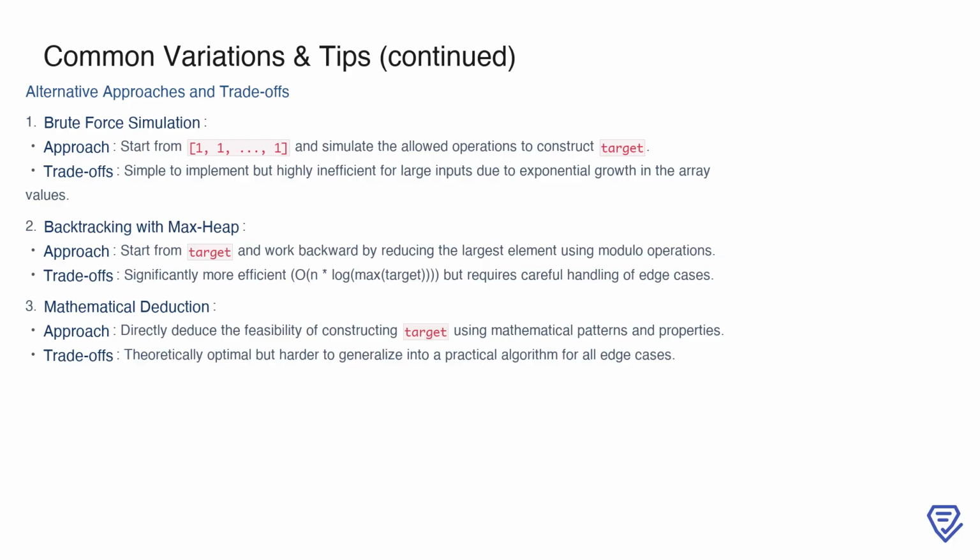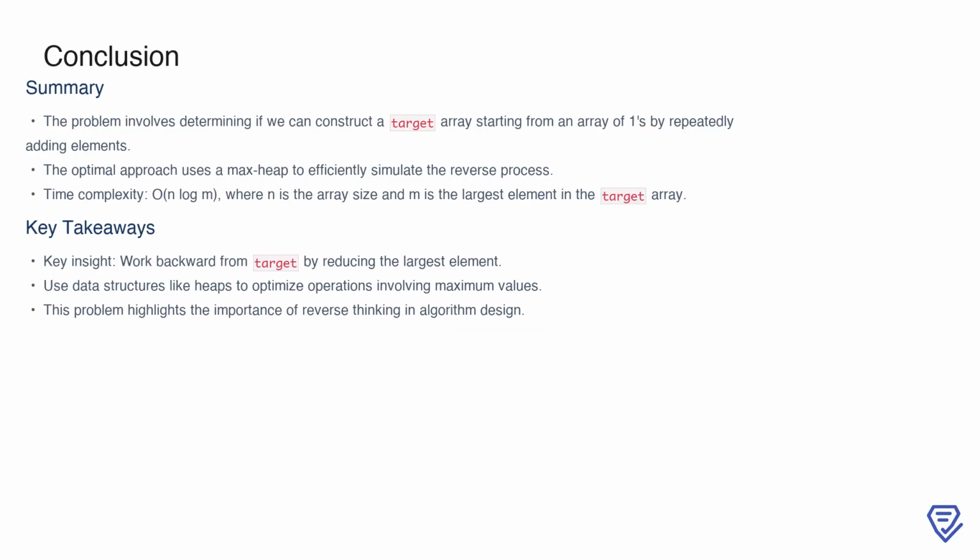Finally, there's mathematical deduction. By analyzing the properties and patterns in the problem, you may be able to directly deduce whether constructing the target is feasible. While this approach is theoretically optimal, it can be challenging to generalize into a practical algorithm that handles all edge cases. Each of these approaches offers different insights, and understanding their trade-offs can help you choose the best one depending on the context. That's a wrap.